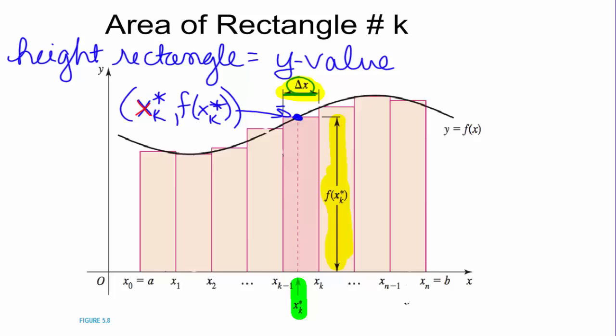It's x because it's an x value, right? And then what do you think the k is telling you? Which rectangle you're using it for, right? So you're using it for rectangle number k. And why don't we just call it x sub k? Why do we need a star?